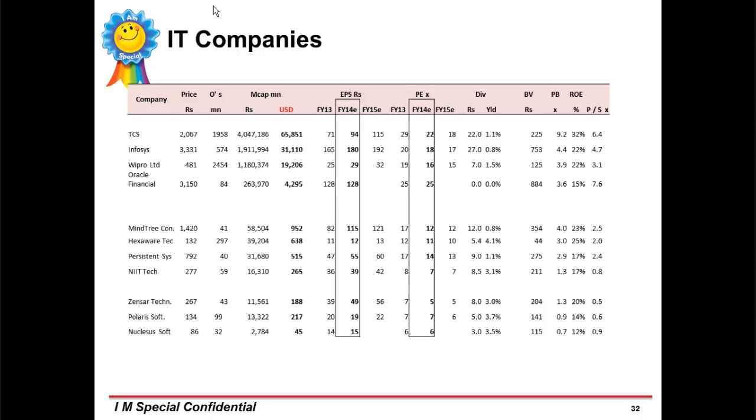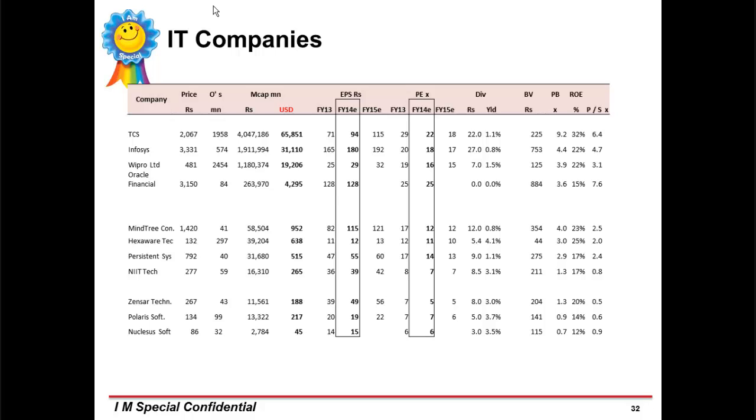Okay, IT companies. First things first, the first column is the company column, in which you have various companies. Second is the price. Third is O, which stands for outstanding shares in millions. Then market cap in rupees and US dollars. Earnings per share, I have taken 3 years of EPS. 13 is the historical, which is already done. 14 and 15 are the forward earnings, two years of forward earnings I have taken.